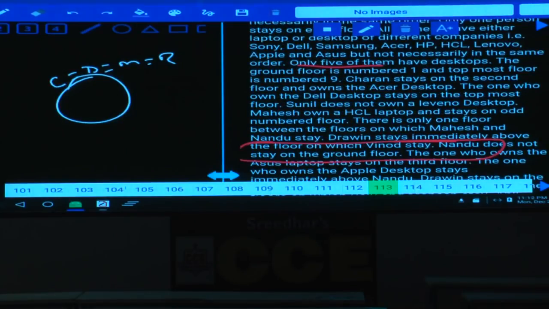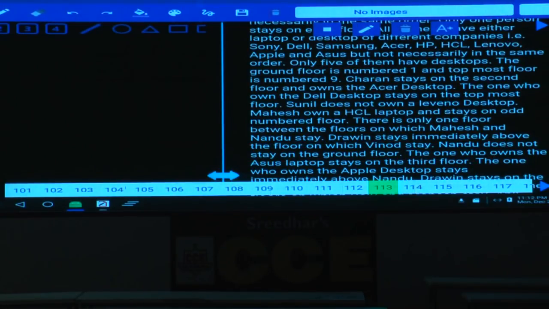Then next one, 113 to 117. Yes, tell me how many of you had this one, 113 to 117? Question numbers 113 to 117.